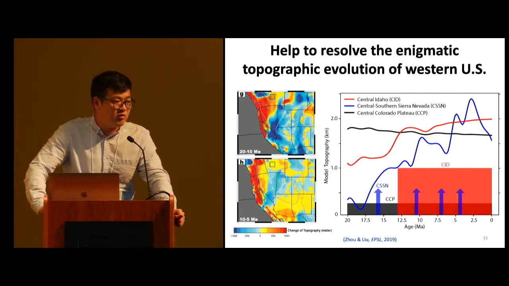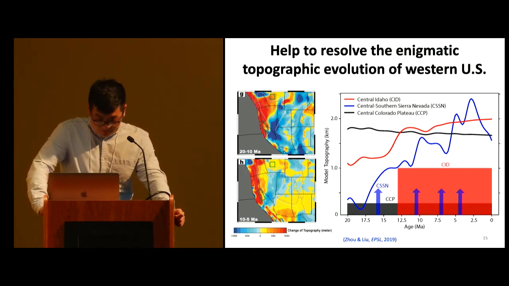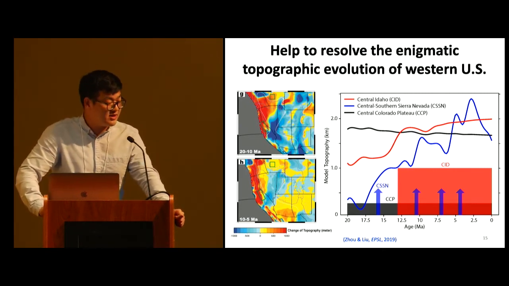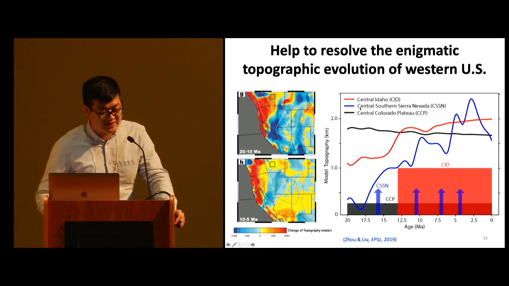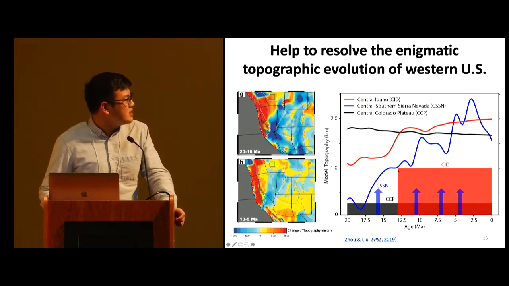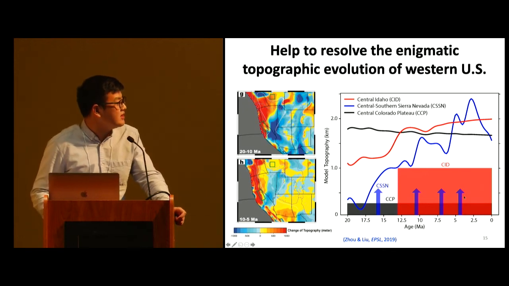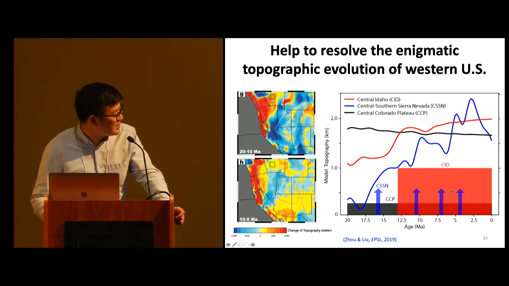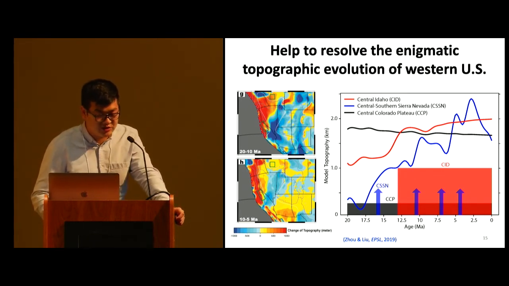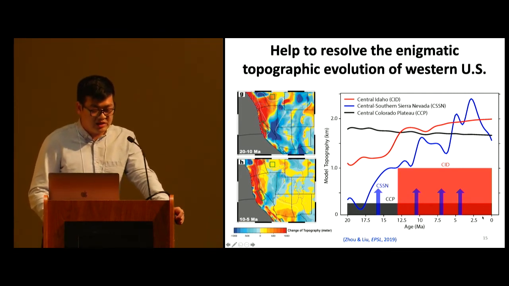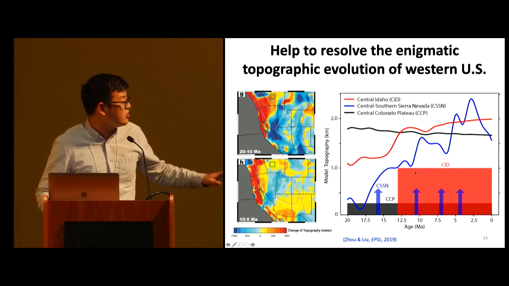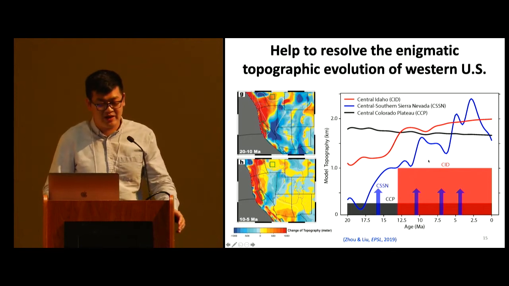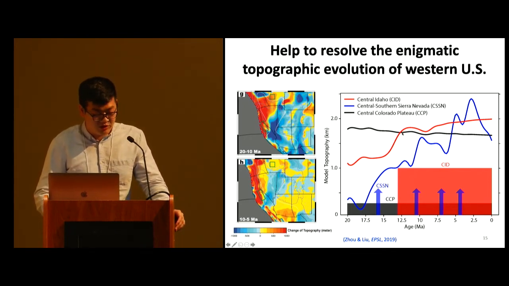Also, we look at the topography evolution in the western US. We investigate the last 20 million years of topography evolution, and we choose three localities to test our model. In this figure, the lines are the model prediction, and the filled shapes are the observation. The three localities are Central Idaho, Central Southern Sierra Nevada, and Central Colorado Plateau. The observation shows that in Central Idaho there is one pulse of uplift about 12.5 million years ago, and our model also shows this pulse of uplift.